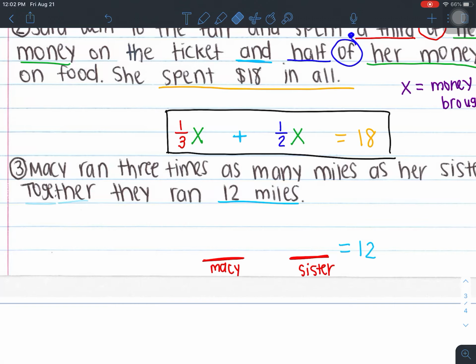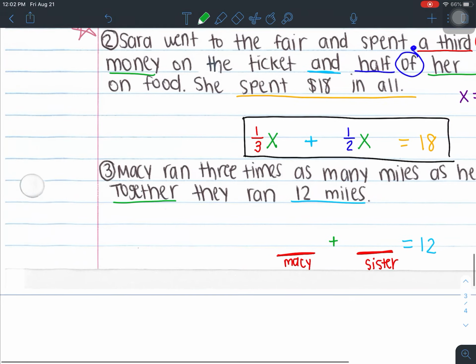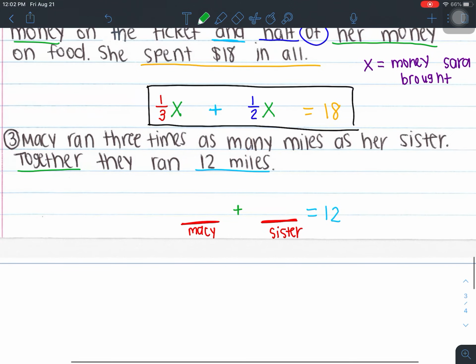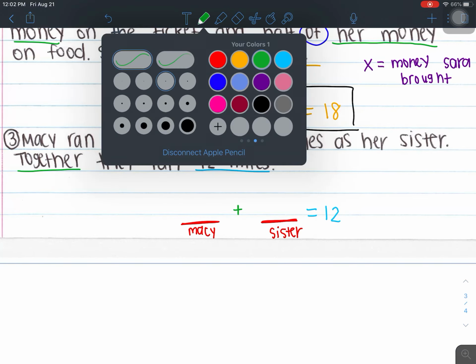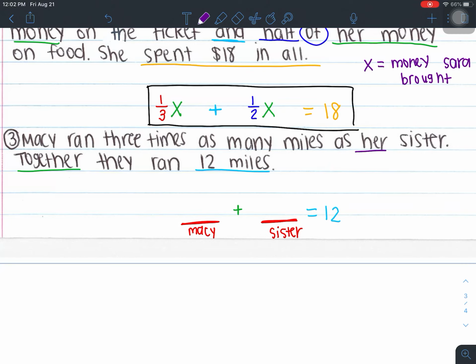Okay, Macy's running something and her sister, but together they run that. Because it's saying that together they ran that in total, together is going to tell me that they're going to be adding those 2 miles together to get that 12 miles. So I know together they're going to run and they're going to equal 12. The question is, how much should Macy run and how much should her sister run? Well, it says Macy ran 3 times as many miles as her sister. Well, do we know how many miles her sister ran? We have no idea how many miles her sister ran. So she's going to be X, the number of miles her sister ran. We don't know what that is.